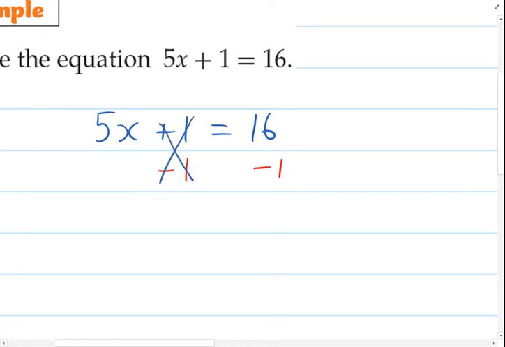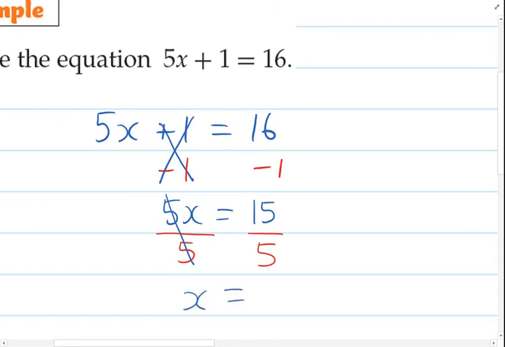So the 1's cancel out, and all I'm left with is 5x on that side. And on the other side, we've got 16 minus 1, which is 15. Okay, now we've got to think, well, what's the opposite of timesing by 5? The opposite of timesing by 5 is dividing by 5. So we write that divide sign like a fraction sign, and we have 5 divided by 5, which cancels out and leaves us just with x, and on the other side 15 divided by 5, that's 3.